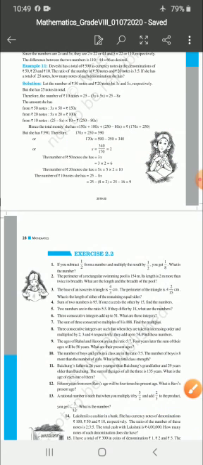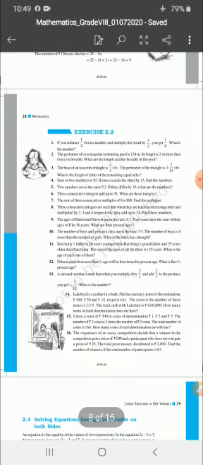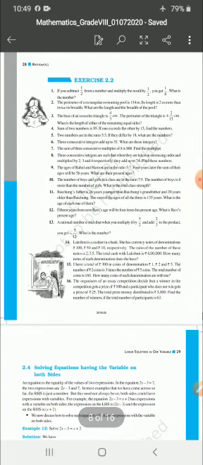Okay, these are the applications, and in exercise 2.2 you are going to have so many problems of the same model which I explained now. Please try them out.